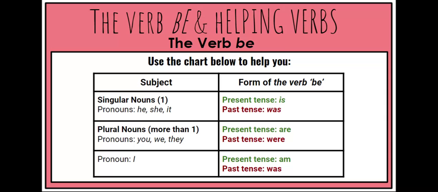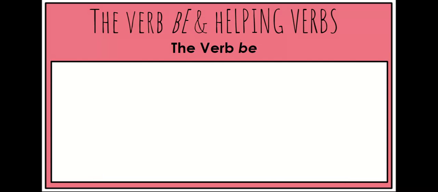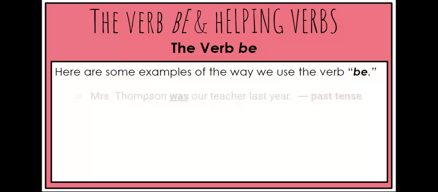Am is only used with the pronoun I for the verb to be, and was is the past tense that we use here. And we also use was for he, she, and it, and we use was for the pronoun I also. Let's look at some examples.